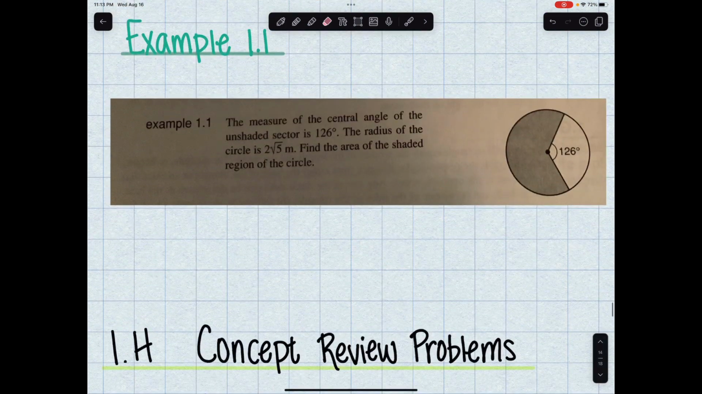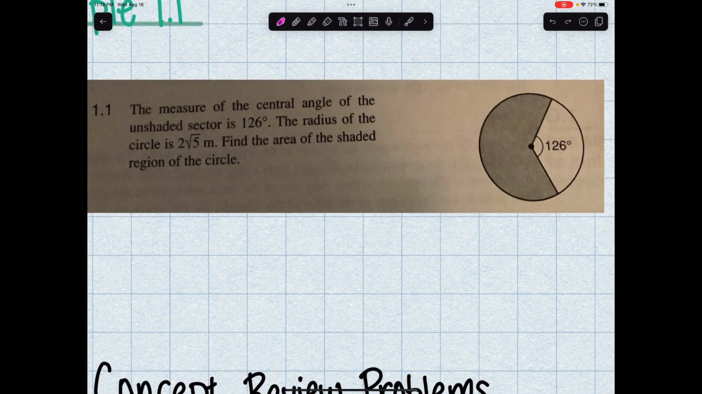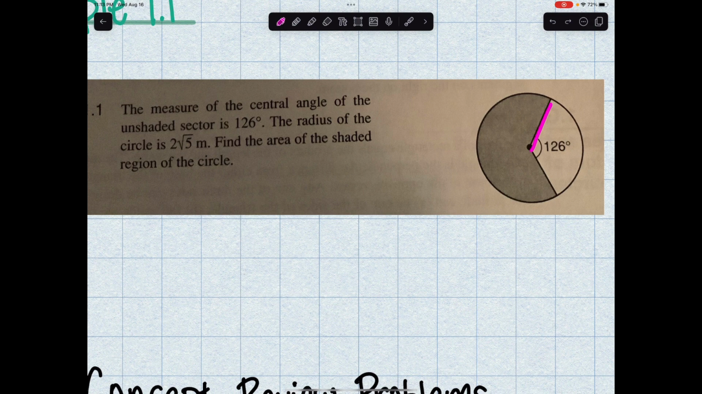All right, we're going to do an example just to make sure that you understand that portion of it. Okay, let's look at this picture right here. And then it says, the measure of the central angle of the unshaded part is 126 degrees. So that is 126 degrees. Now it says the radius of the circle, so from here to here, the radius is 2 square root 5. Of course, they can't just give you a number like 25. No, it has to be 2 square root 5 meters. Okay, find the area of the shaded region.